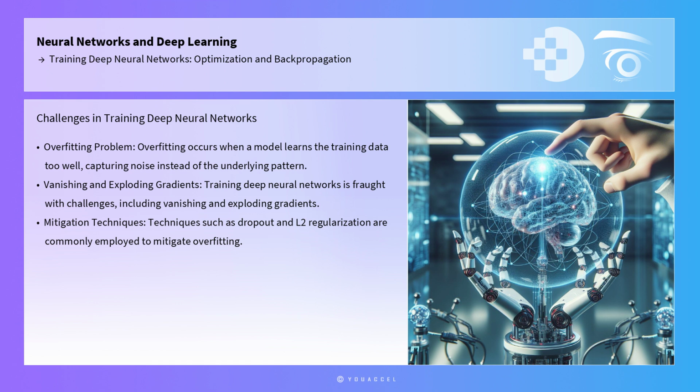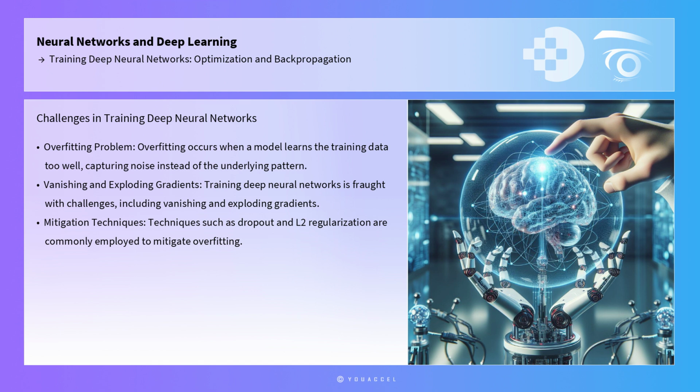Despite the robustness of these tools, training deep neural networks is fraught with challenges, including overfitting, vanishing and exploding gradients, and the need for extensive computational resources. Overfitting occurs when a model learns the training data too well, capturing noise instead of the underlying pattern, which leads to poor generalization to new data.